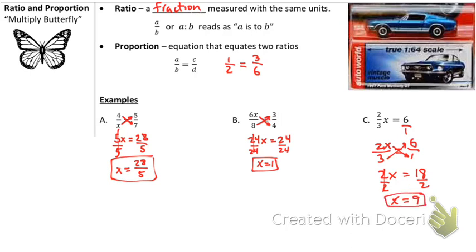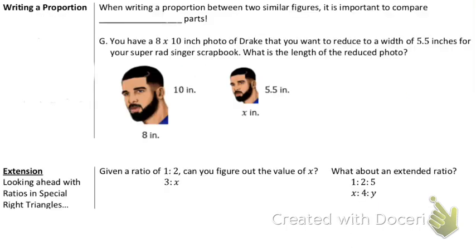Again, this is solving proportions. This is a skill you're going to need to do when we get into similar triangles. Again, when we're dealing with similar triangles or just similar figures, a big part of solving these things is being able to write proportions. Okay, so we're going to practice this on example G. So let's fill in this little sentence frame here. It says, when writing a proportion between two similar figures, it is important to compare corresponding parts.